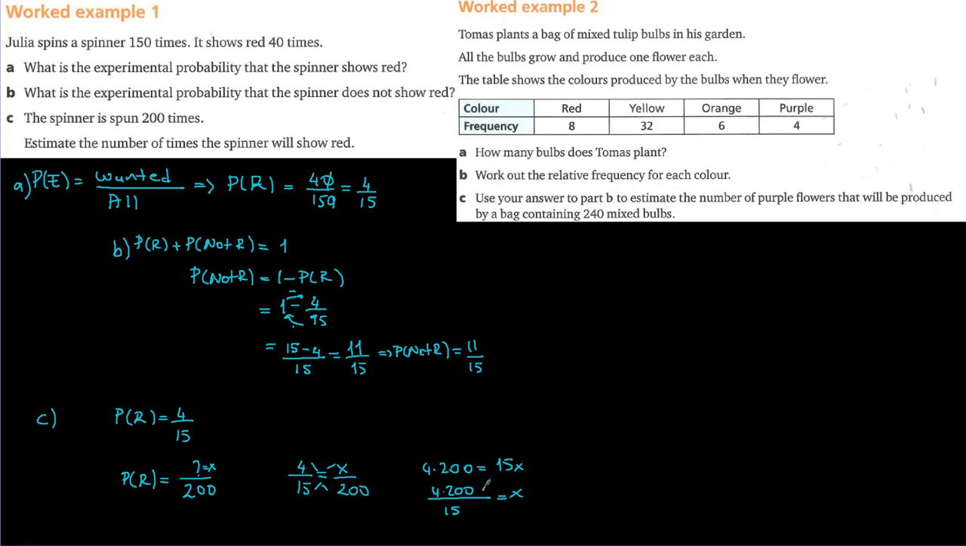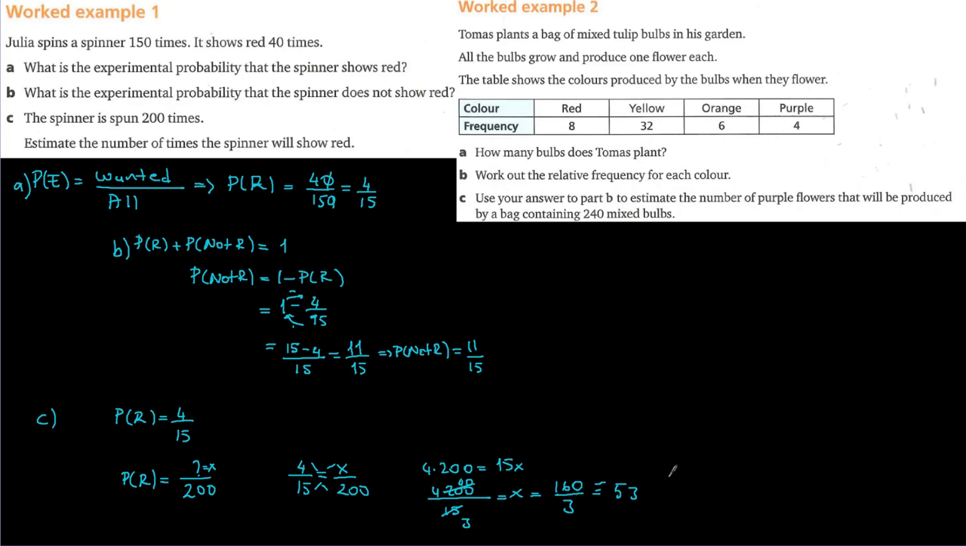I didn't multiply yet, because maybe I can simplify, and I'm going to simplify 200 and 15 by 5. If you divide by 5, 200 becomes 40 and 15 becomes 3. So the x will be equal to 160 divided by 3, which is approximately 53.